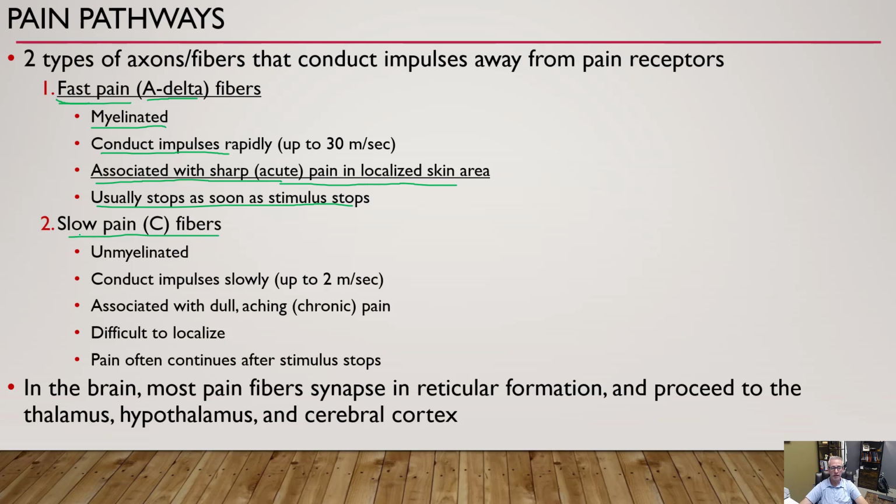Slow pain fibers, which are type C fibers, typically are going to be unmyelinated, no myelination, so those are going to be slower. That's going to be more associated with a dull, aching pain or more of a chronic pain. More difficult to isolate or localize, and typically that pain is going to continue after the stimulus stops.